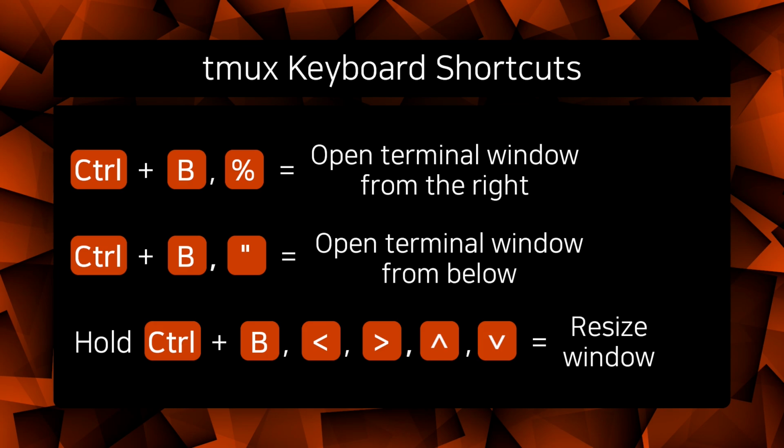Now these are the tmux shortcuts I used to make the system display. So to open a new window from the right, we do Ctrl-B, release those keys, and then we press the % key. So I did Shift-5 on my keyboard to get %. Then to open a window from below, we can do Ctrl-B, and then press the double quote key. Again, to get double quote, I held Shift and pressed the single quote key. Finally, to resize a window, we can hold Ctrl-B, and then press either the up, down, left, or right arrow keys and repeat as needed.